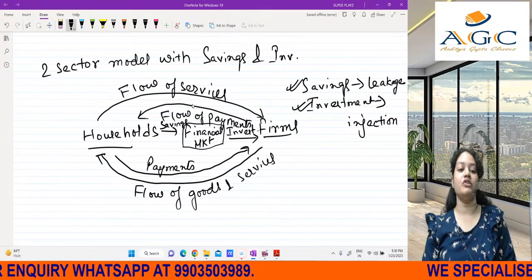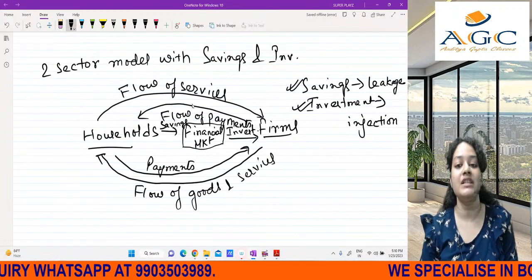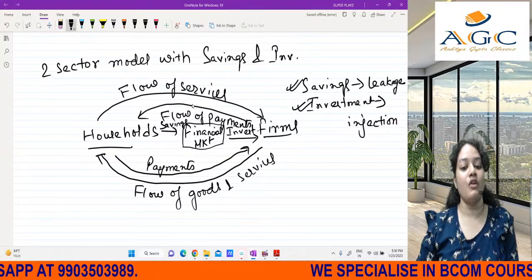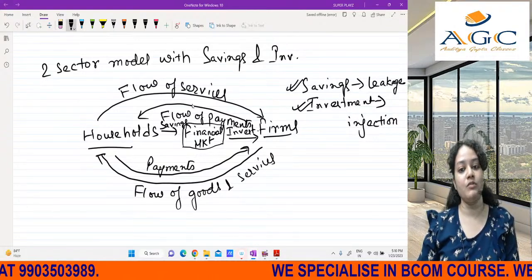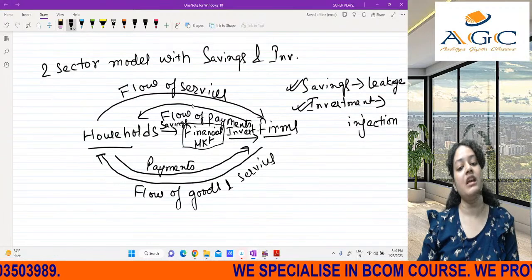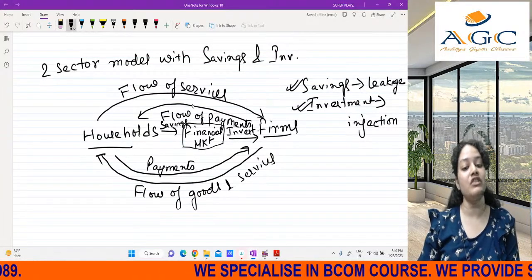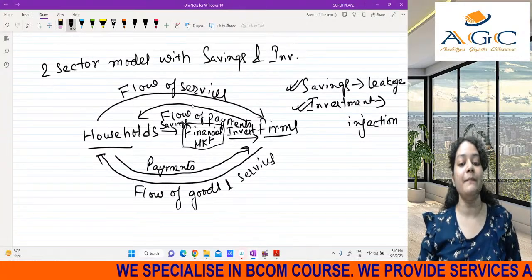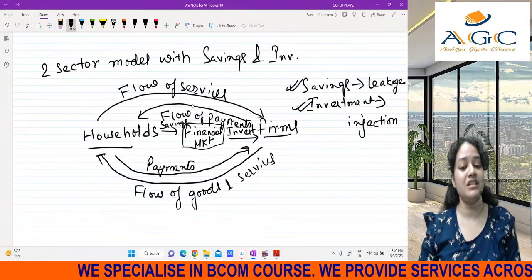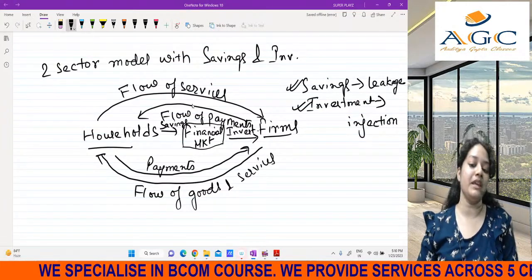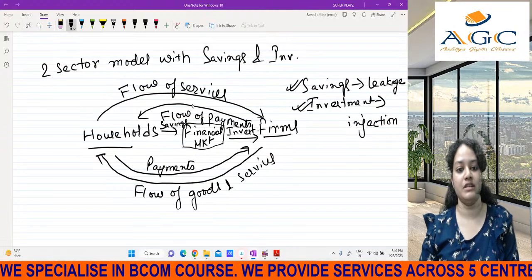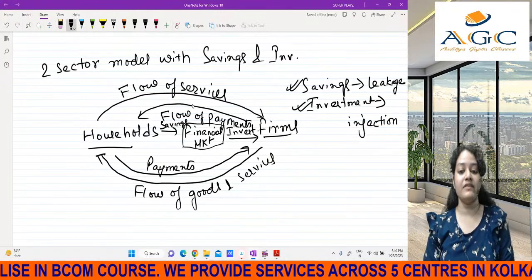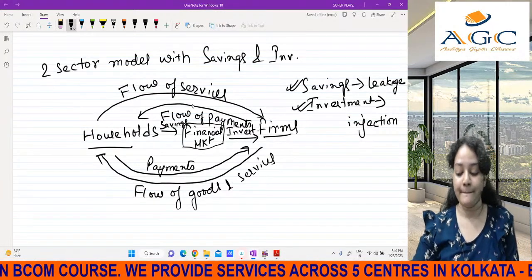So this is basically what you have to explain in your two-sector model with savings and investment. Whatever money the households are earning in the form of payments, first in the two-sector model without savings and investment, they were using it in the form of payments to the firms. They were just spending it all. But in the two-sector model with savings and investment, what is happening? They are saving some money and they are also making their payments to the firms to buy goods and services. I hope the two-sector model without savings and investment and with savings and investment is clear to everyone.